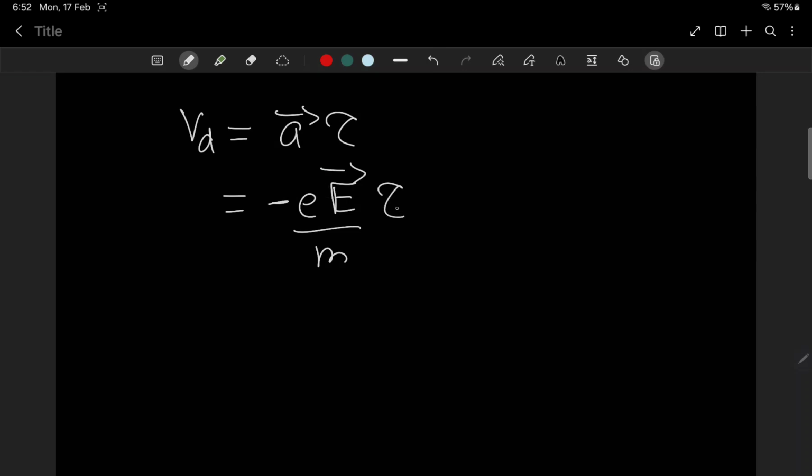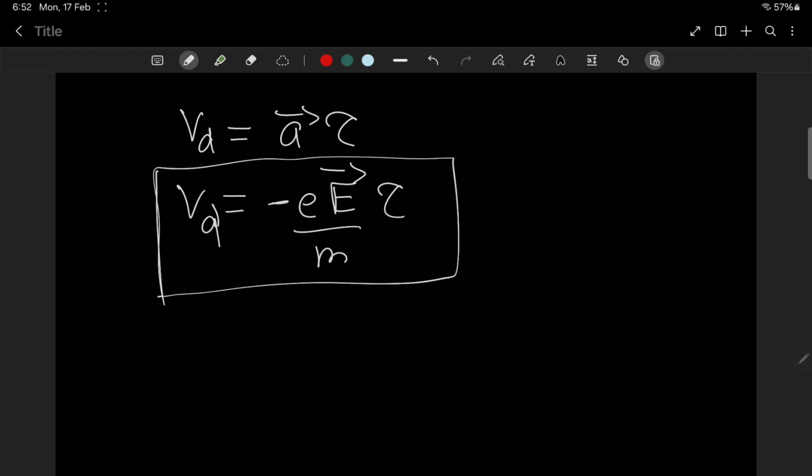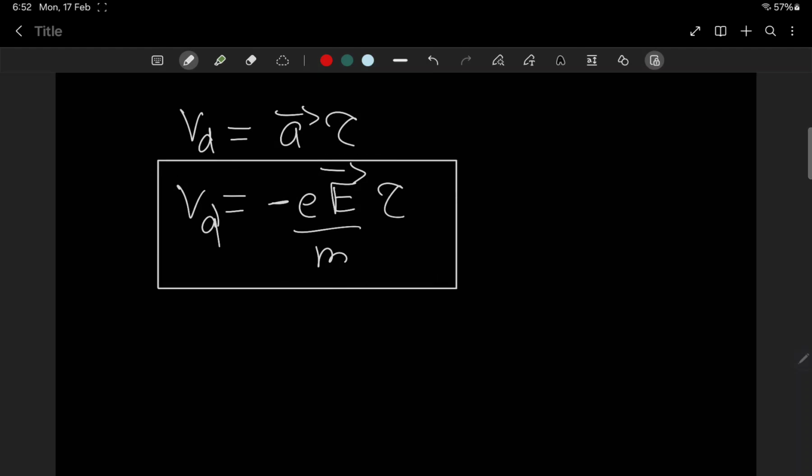So therefore we found that velocity is equal to a into tau. Therefore we can write a is equal to minus eE by m, into tau. So this will be the drift velocity of the electron: Vd equals minus eE tau by m. Got it? Yes. So this derivation for drift velocity, please learn it.